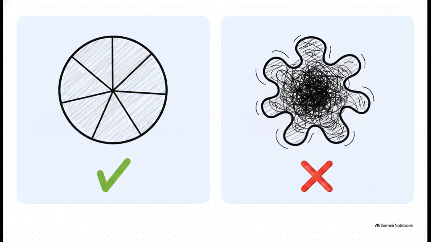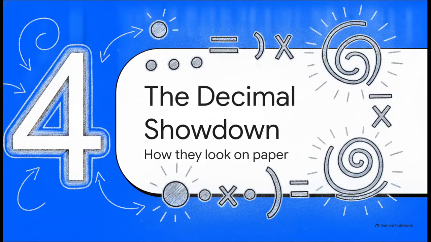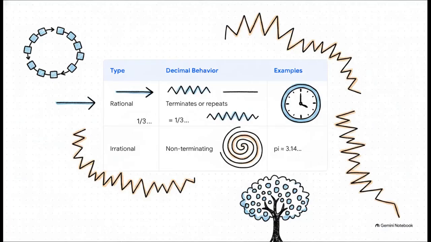But an irrational number, that's the chaotic side of the family. It strictly cannot be written in that neat p over q format. It's literally mathematically impossible. All right, Section 4, the decimal showdown, how they look on paper. Check out this comparison of their decimal behavior.